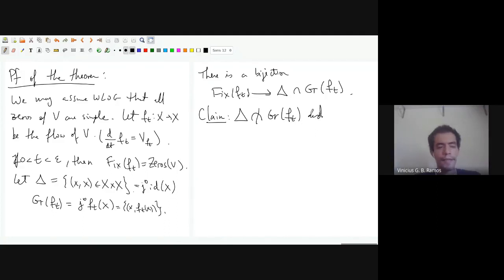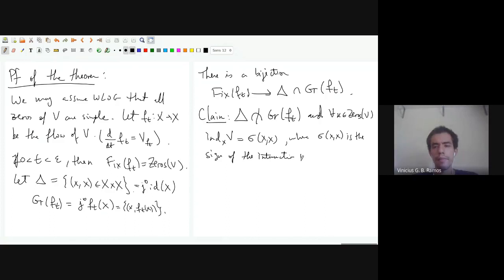and that the index of x, and that for every point in the intersection, and for every x a zero of V, the index of this guy is equal to the sign of the intersection point (x, x) in the intersection of the diagonal with the graph. Okay, so this is the claim, and I'm going to prove that in a little bit.